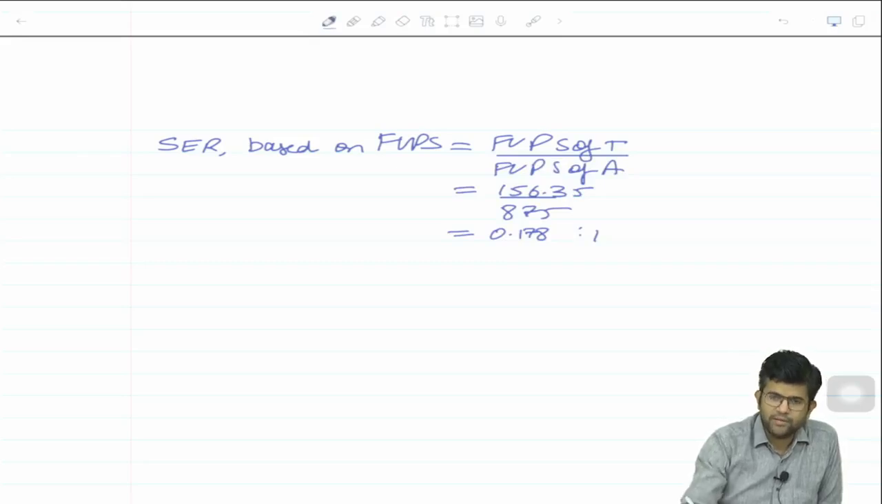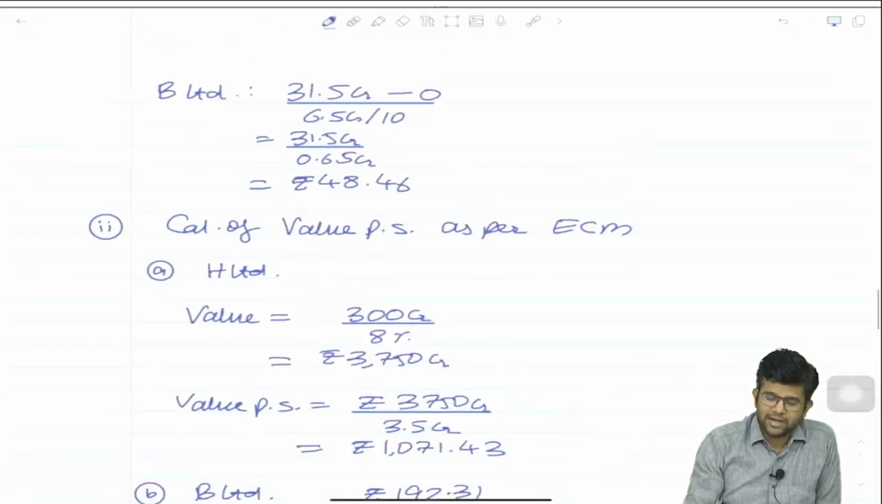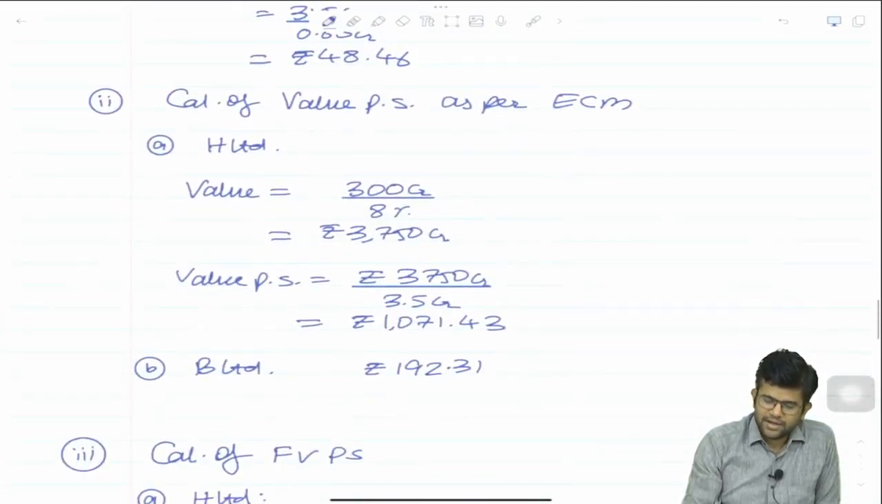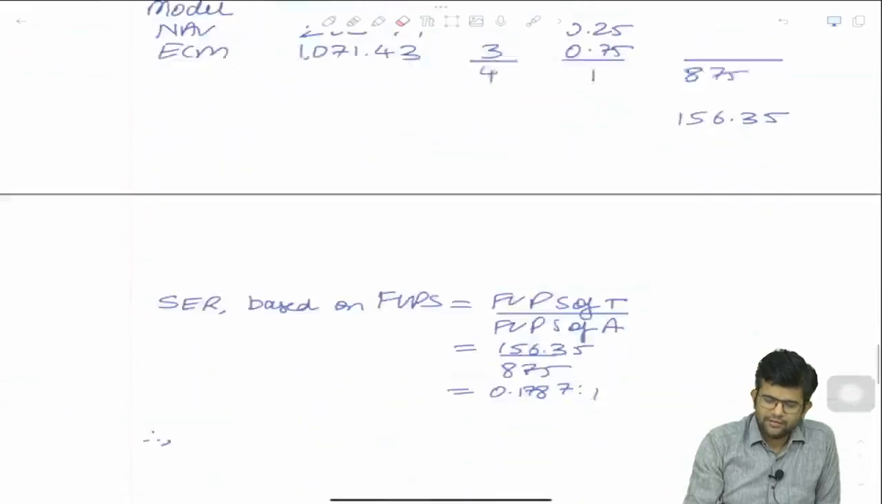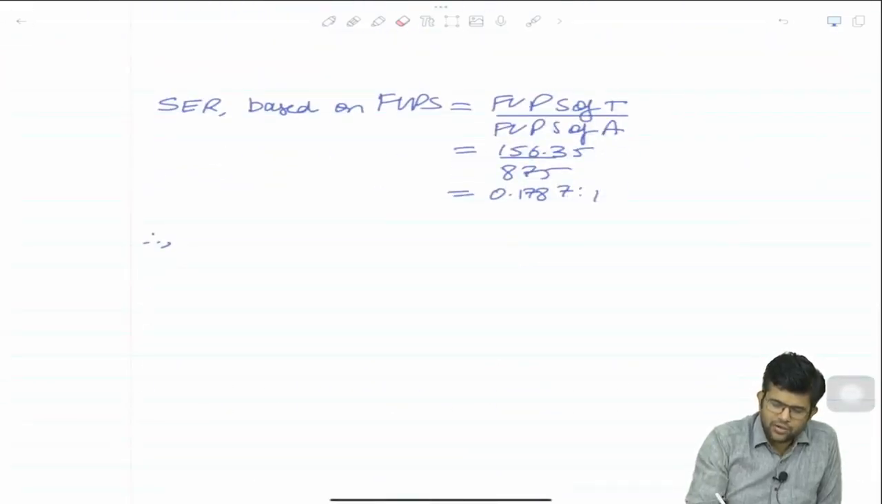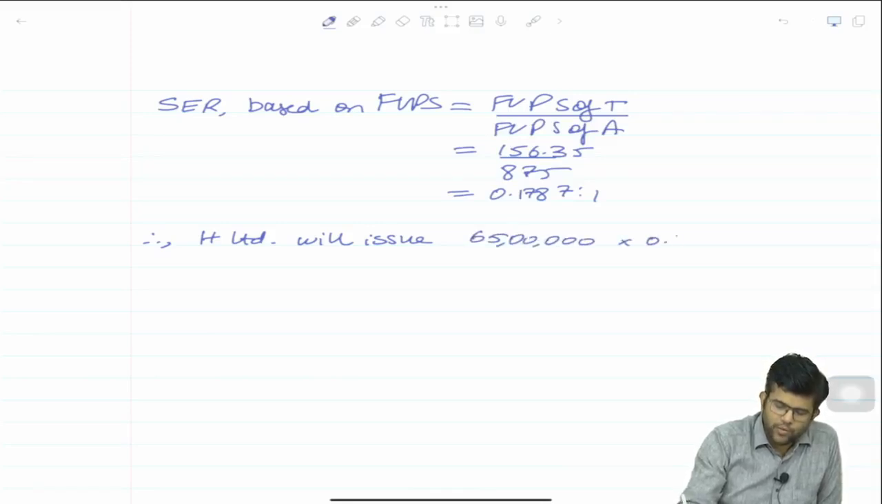0.1787, sorry, 0.1787 shares. Can I say therefore, how many number of shares does target company have? Target company has 0.65 crore, which means 65 lakh shares. So, can I therefore say that H Limited will issue 65 lakh into 0.1787. You understood what I just now did?